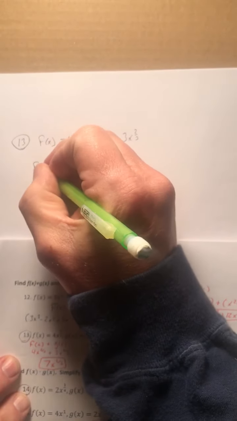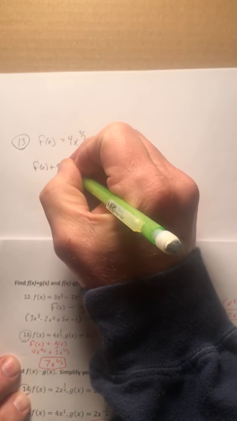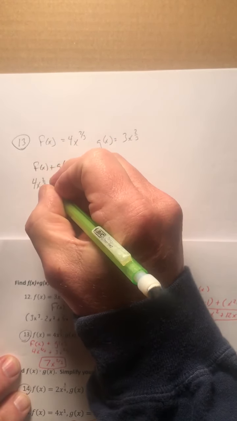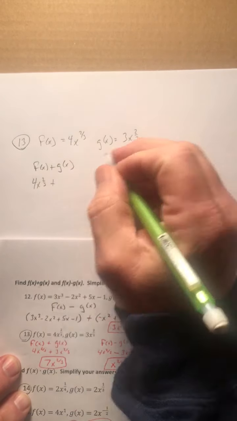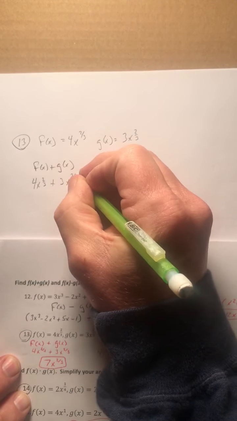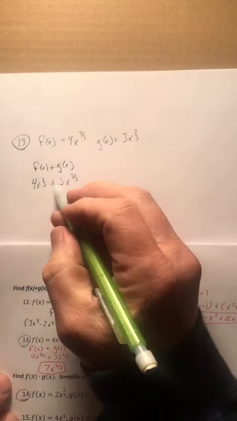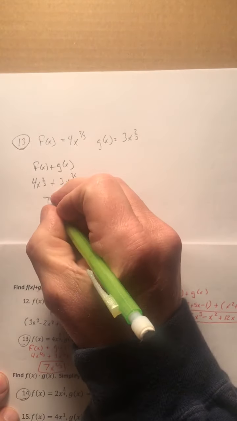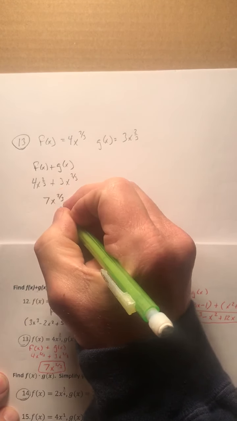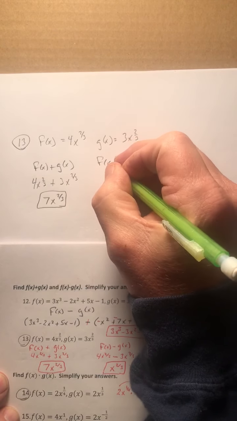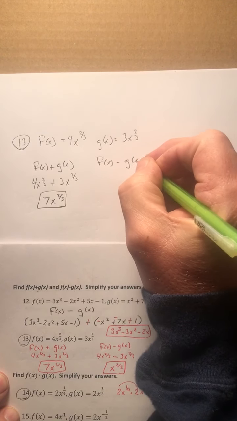So f of x plus g of x looks like this. f of x is 4x to the 2/3 power plus g of x, which is 3x to the 2/3 power. Since they're both x to the 2/3 power, they are like terms, so I can add them. And I get 7x to the 2/3 power.